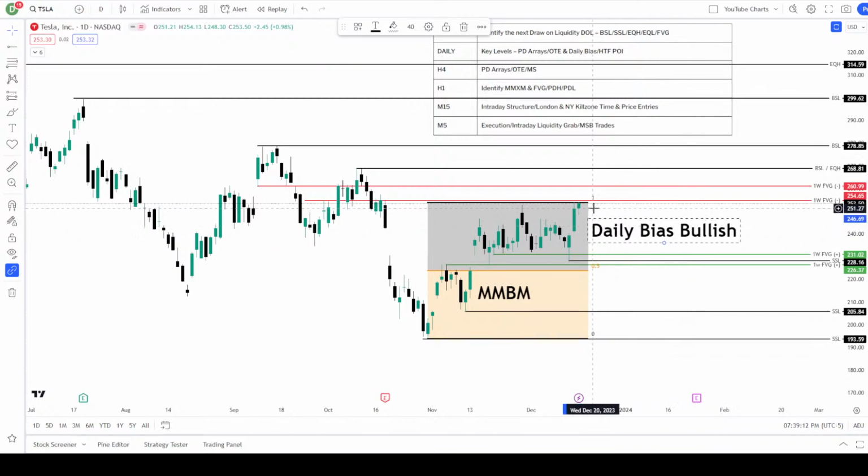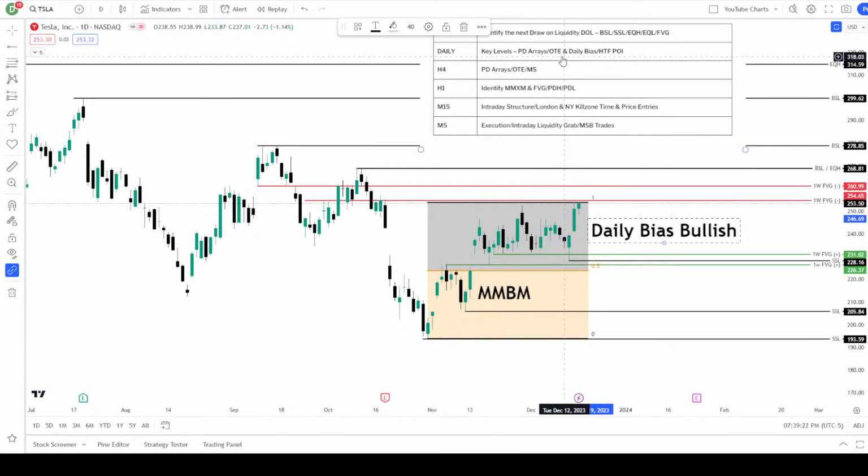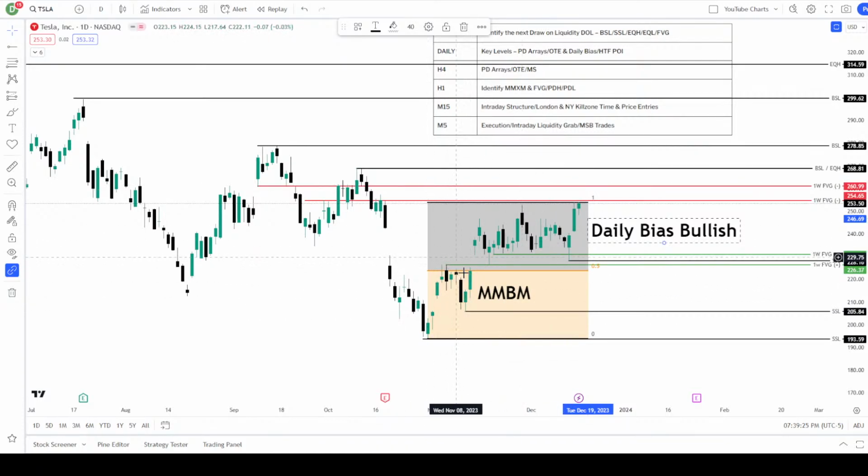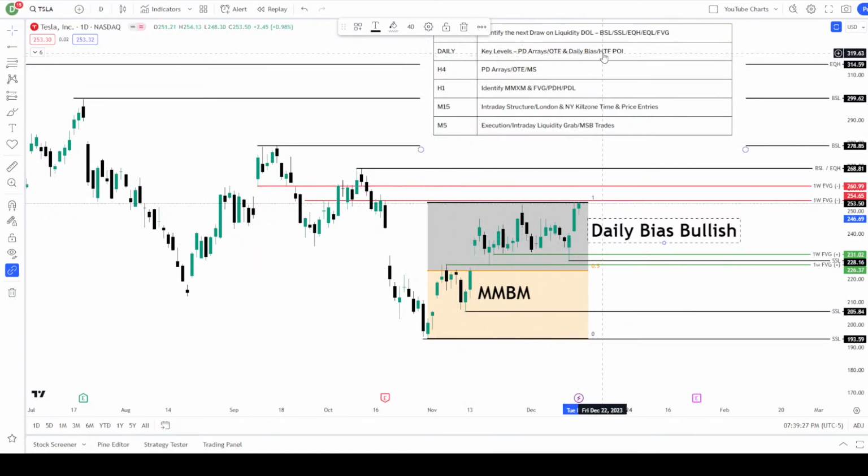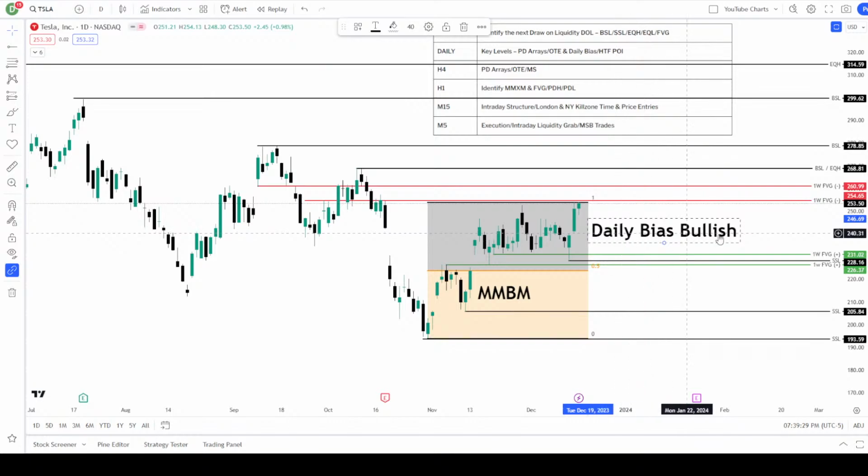And our weekly bias, if you were to look at it, is also bullish. So we're looking for price to give us some kind of entry to the downside where we can then ride it up into this fair value gap or into these equal highs up here. Right, so we got our OTE, which was here, our market maker buy model. We got our daily bias bullish.